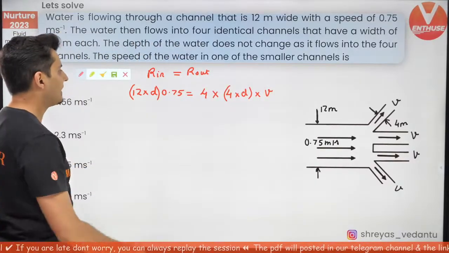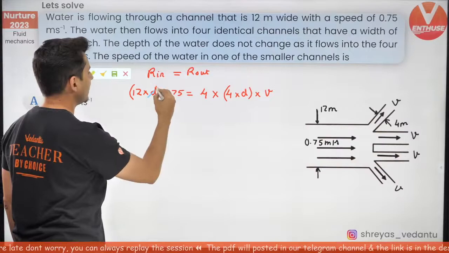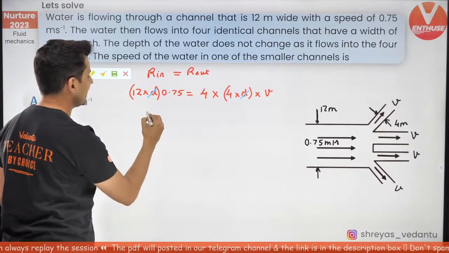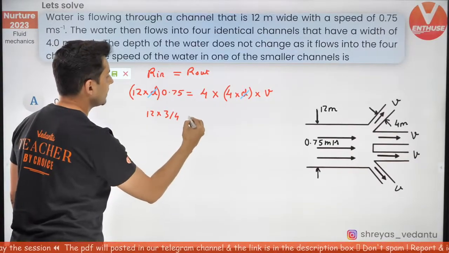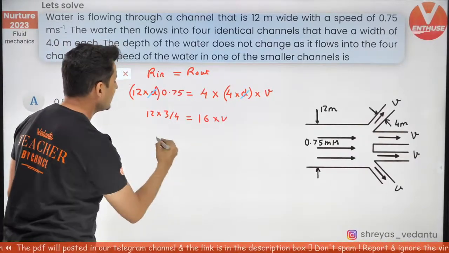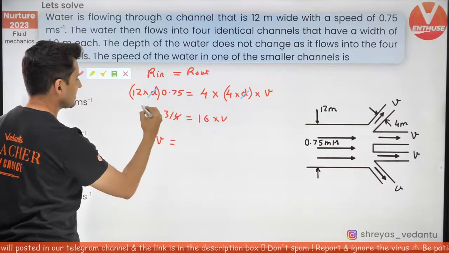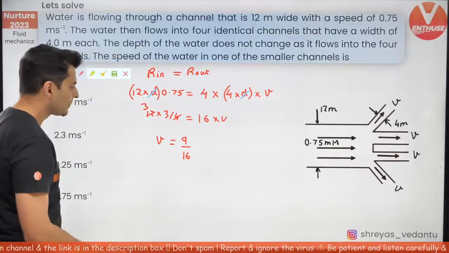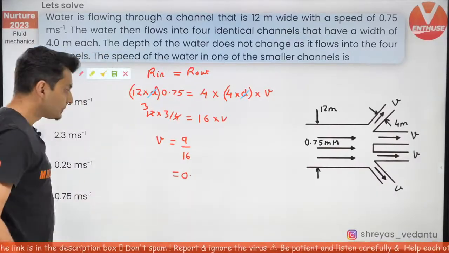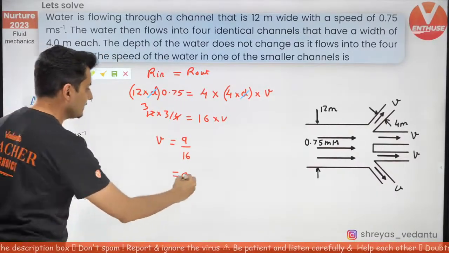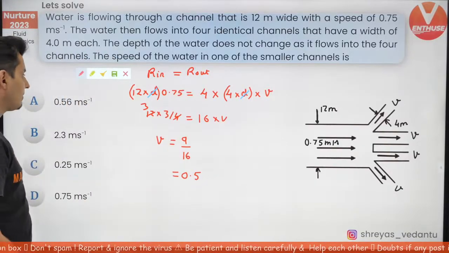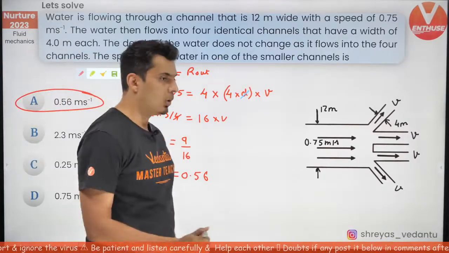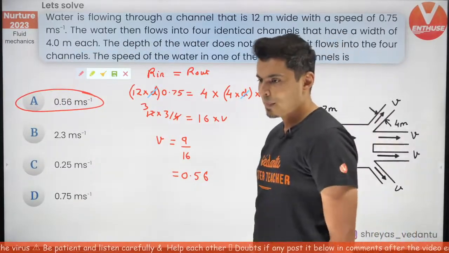Now just do the math, you will get the answer. You can clearly see that this D and this D get cancelled and you will be getting 12 into 0.75, which is 12 into 3 by 4, equal to 16 into V. So V is equal to 9 by 16, which is 0.56. 0.56 should be the answer.